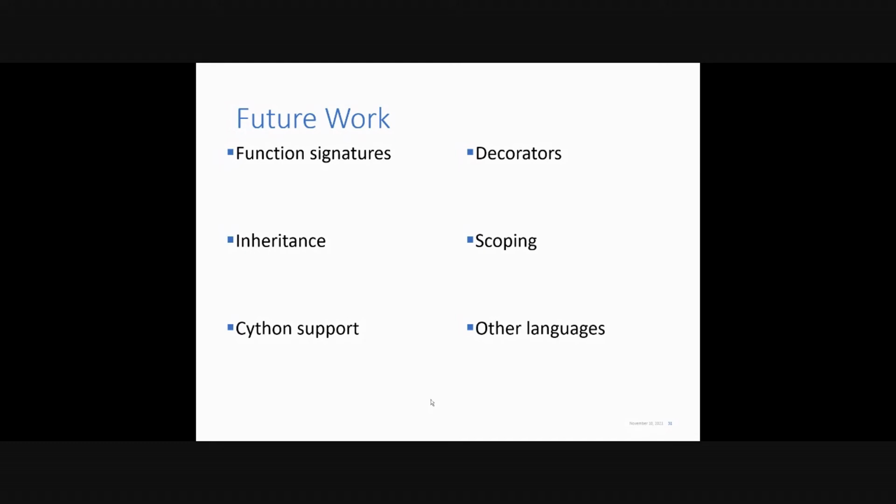But some of the things that are on our radar for the future are function signatures. It's definitely high on our list. Handling decorators, I think, is very interesting since decorators have interesting scoping rules in Python.